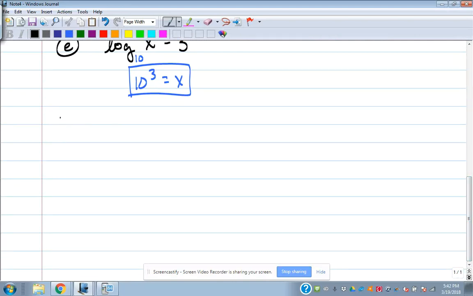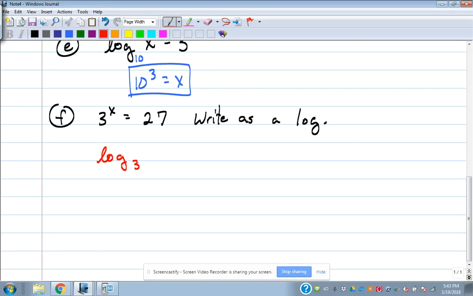All right, let's go the other direction. 3 to the x equals 27. We're going to rewrite this as a log. What's the base on the x with this exponential? 3 is the base. So we're going to use log base 3. Remember, when it's a log, what the log is equal to is the what? Exponent. What's the exponent on this one? x. So where does that leave the 27? Right there, yeah.